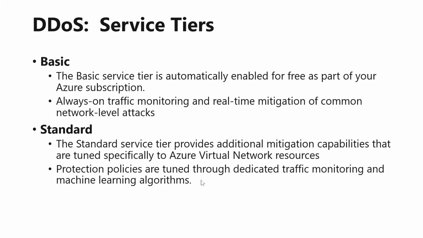So there are 2 tiers which we have. Basic is by default. So understand, DDoS by default is there, free of cost for everything, but at a basic level. If you need more protection, more of a one-to-one support, you go for standard protection. Then standard protection will cost you $2,500 per month for 100 IPs.